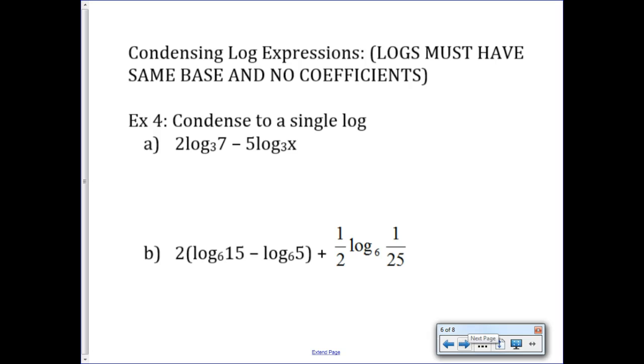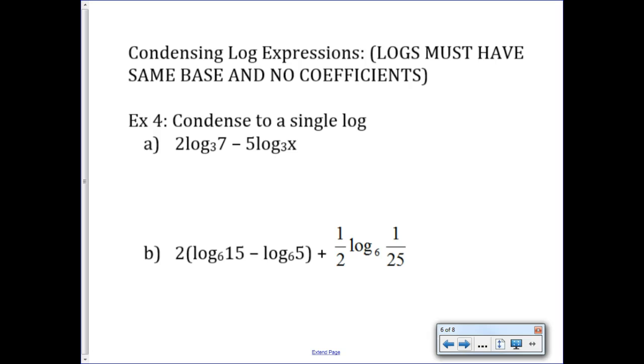So condensing log expressions is the opposite of what we just did when we expanded log expressions. So logs have to have the same base and no coefficients. So we're going to have to move all those coefficients back up into the exponent before we can condense these back to one log expression.